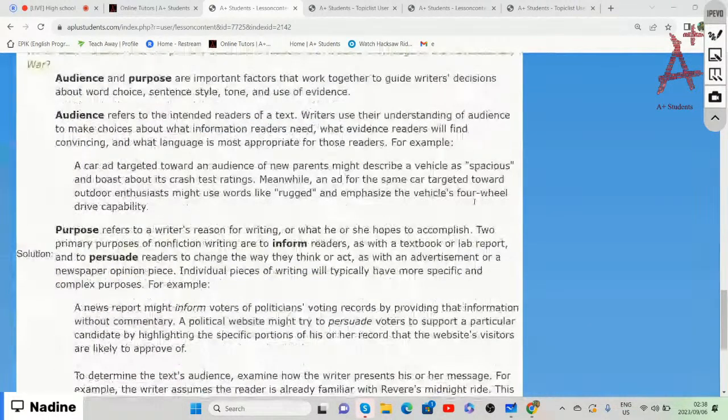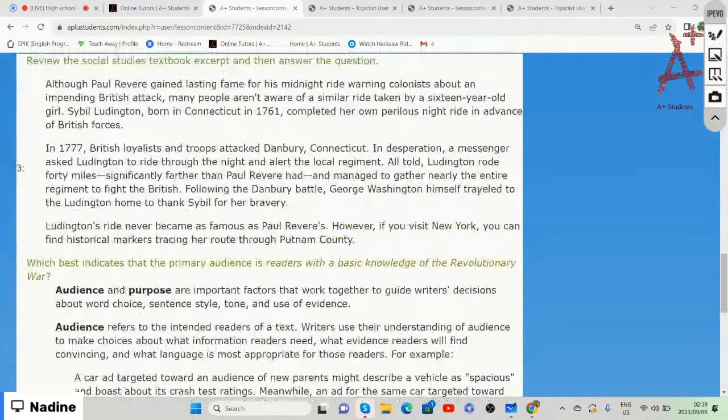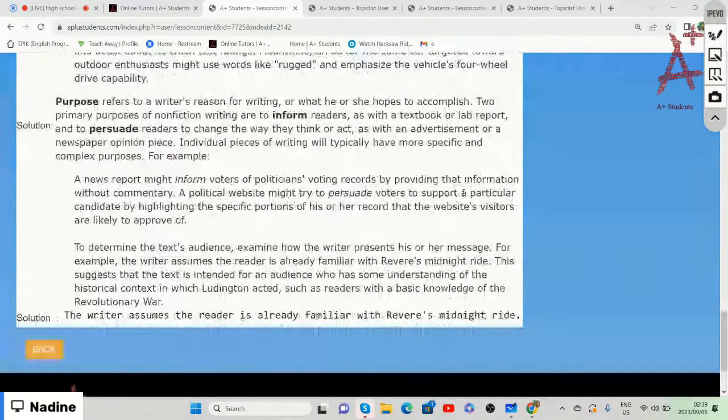And as much as it shows that Luddington's ride never became as famous as Paul Revere's, we must also understand that in the 1700s, women were not much considered, or let's say praised as much as when it comes to men, right? So whatever women did had to also be on the down low, if we could put it like that.